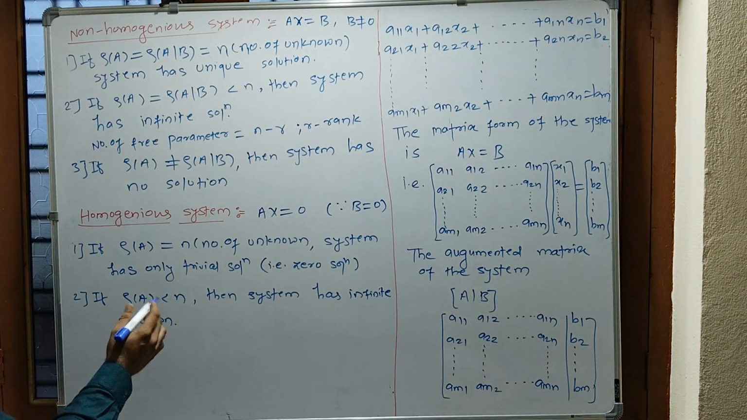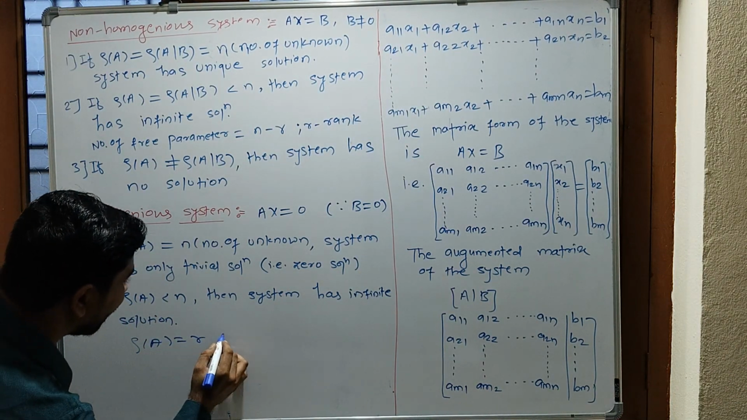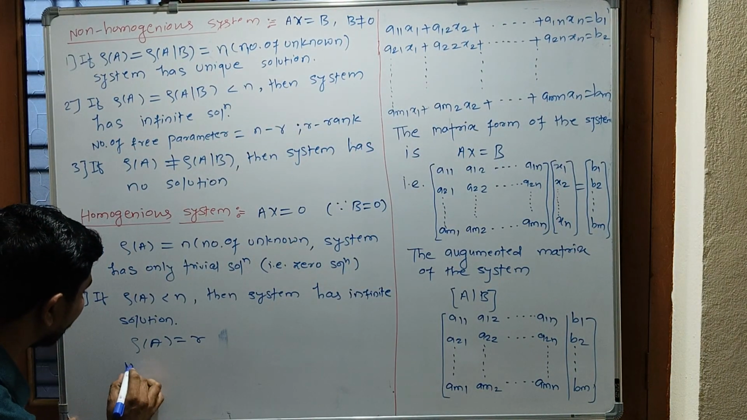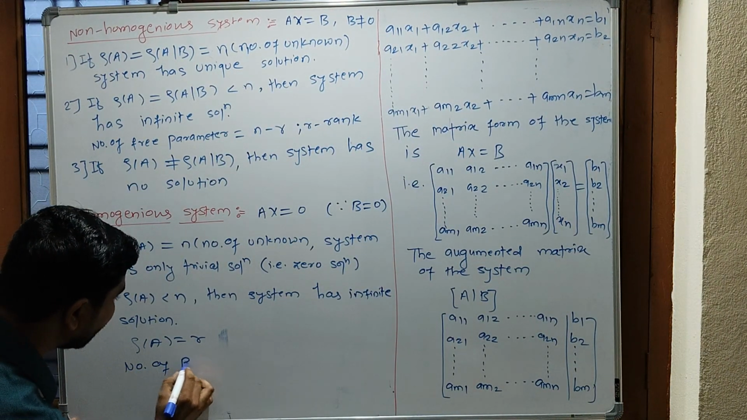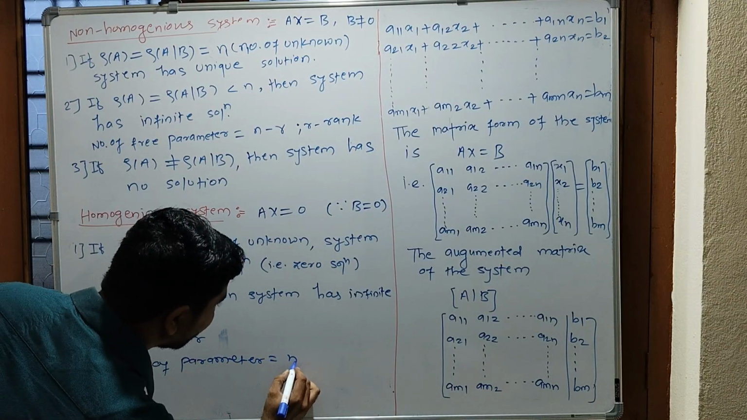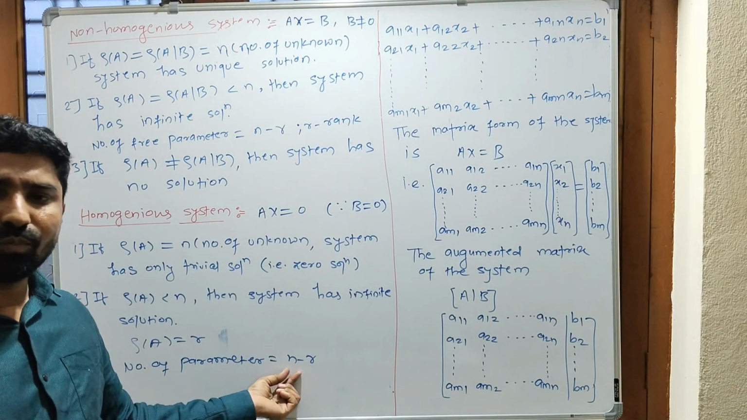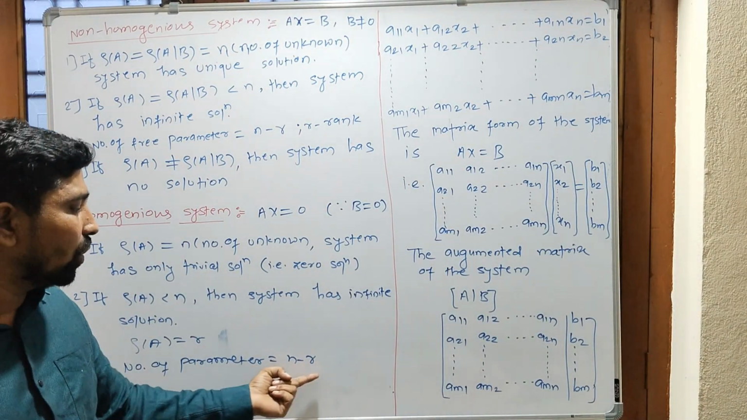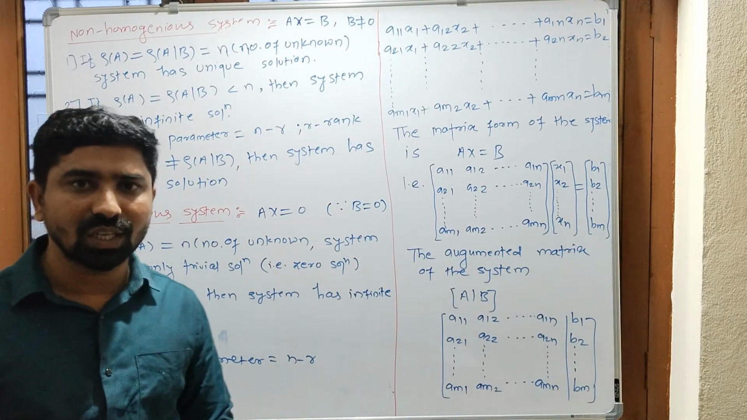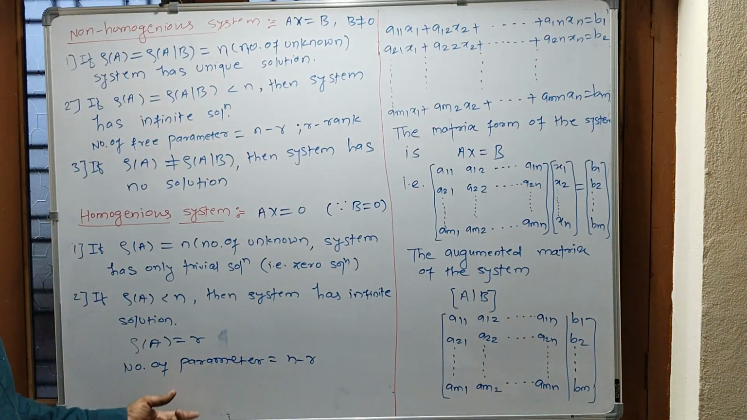In this case also we have to assign here, for example rank of A which is equal to r and n is number of unknowns. So in this case number of parameters is equal to n minus r. We have to assign, for example here if we have number of unknowns is 3 and rank is 2, that is n minus r, 3 minus 2 is 1. In this case we have to assign one parameter, that is let's say t. So this is the thinking.